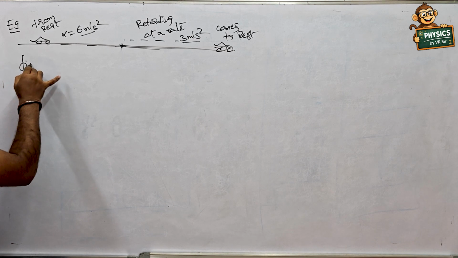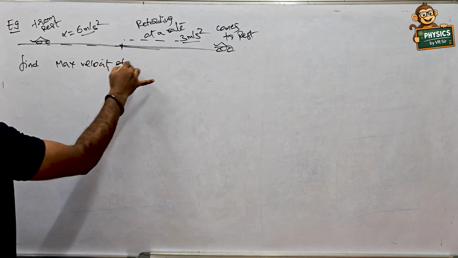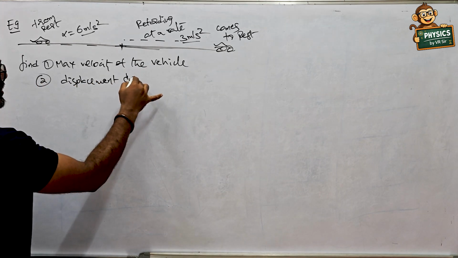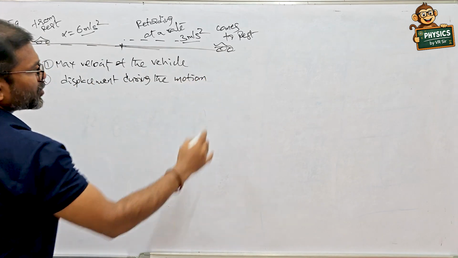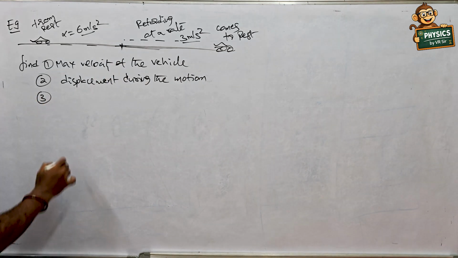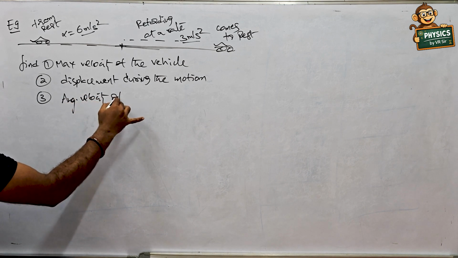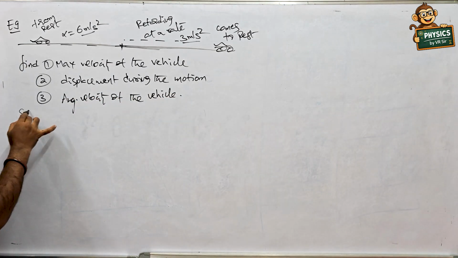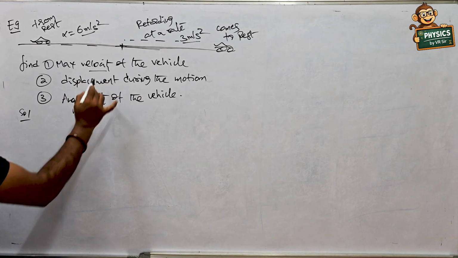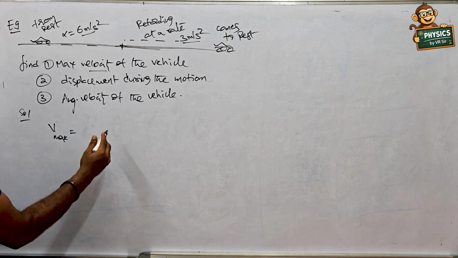Now they are asking us to find the maximum velocity of the vehicle. Second, the displacement during the journey, that is, the displacement during the motion till it comes to rest. What is the displacement it covers? And third, the average velocity of the vehicle. So these are the things they ask us to find. Hope it's clear, right?